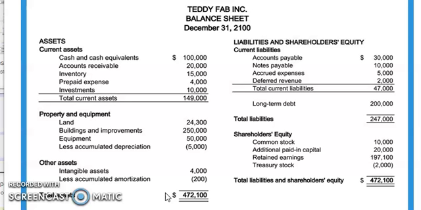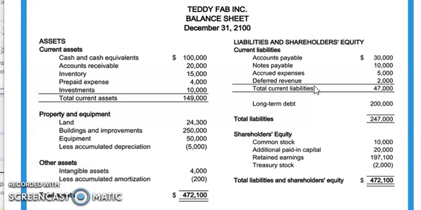And then you can think of long-term debt as something that's going to take longer than a year to pay off. So, maybe you have a 30-year mortgage on your building. That's going to be long-term debt, anything over a year. A current liability is something that you expect to pay within a year. Long-term debt is something over a year that's going to take you to pay off. So now we see our total assets is $472,100. Our total liability is $247,000. So now let's move on to equity.